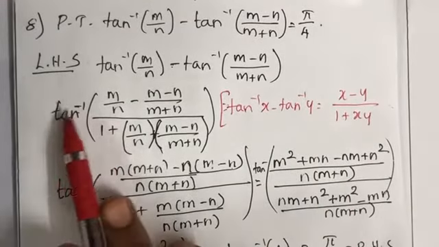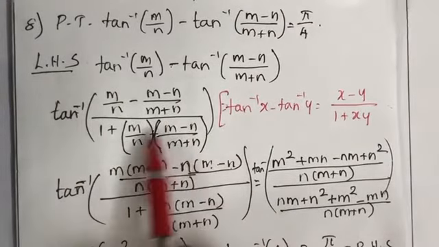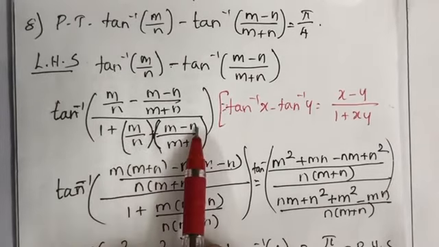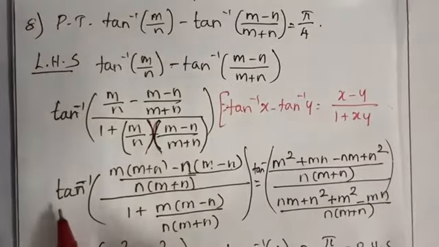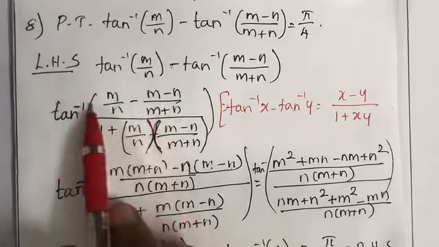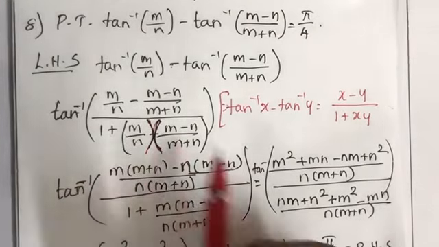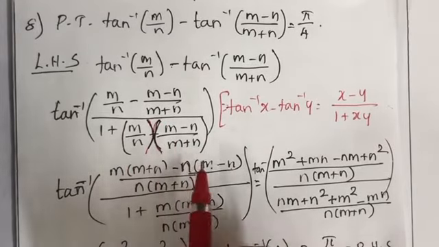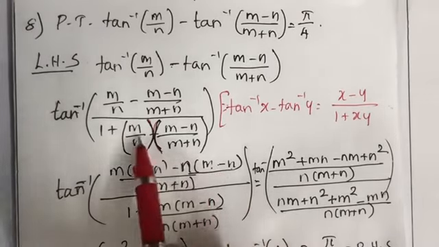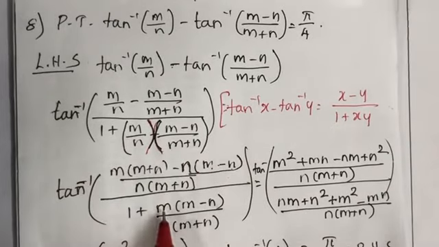So, tan inverse of (m by n minus m minus n by m plus n) divided by (1 plus m by n into m minus n by m plus n). Okay, multiplication here. So, tan inverse of, in the numerator we can take n into m plus n as LCM. So, m into m plus n minus n into m plus n divided by n into m plus n. In the denominator, 1 plus m into m minus n by n into m plus n.